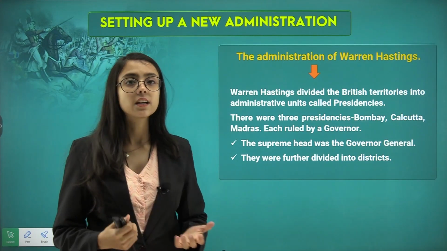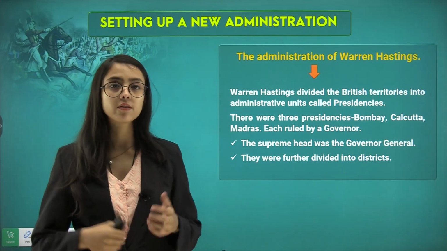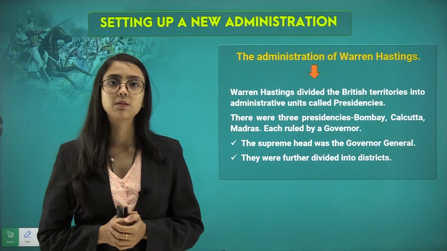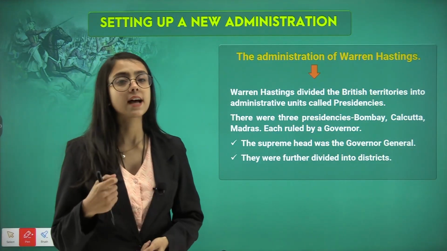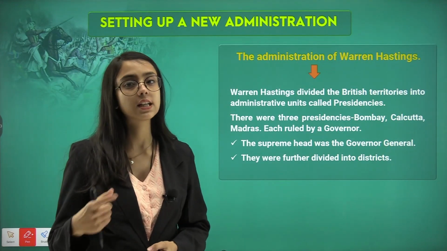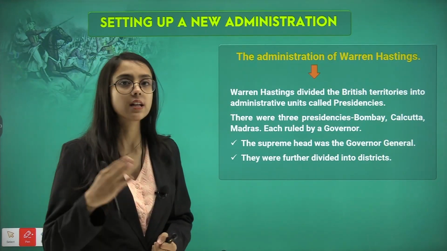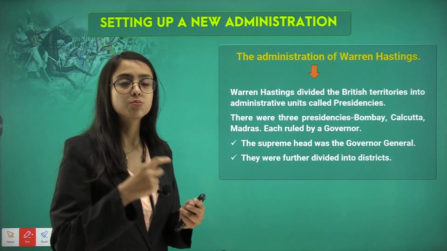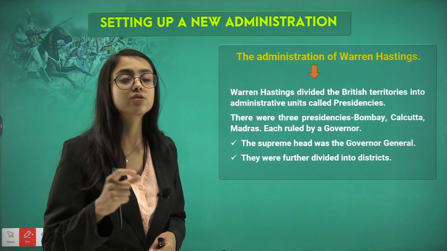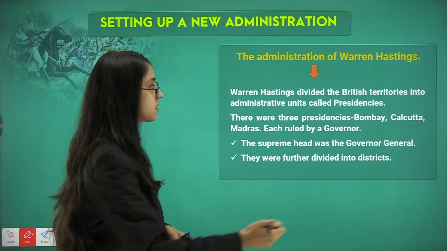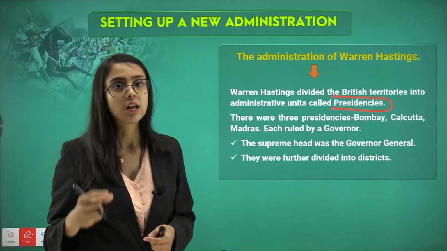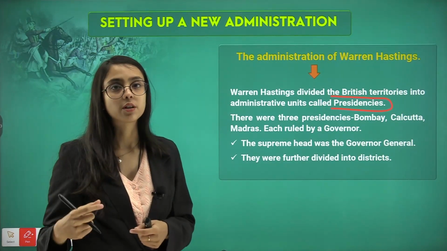So, setting up a new administration. Now, of course, as the territories expanded, there was a need to set up new administrative systems. Now, let's have a look at the administration of Warren Hastings and what he proposed. Warren Hastings divided the British territories into small administrative units known as presidencies. So, if you are asked what are presidencies, these are small units controlled by Britishers.